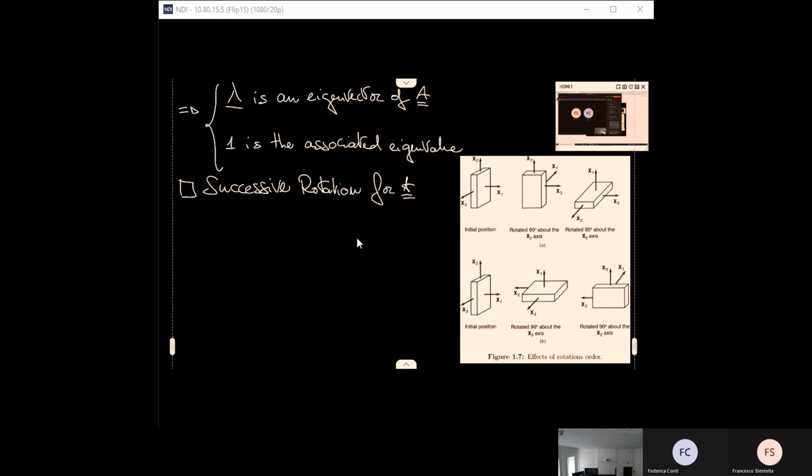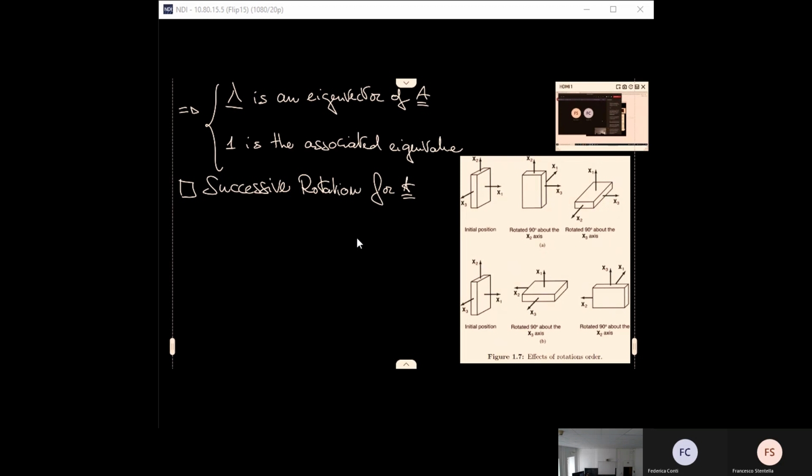Now, in the last row, you first rotate it by 90 degrees about x3, and then you rotate it by 90 degrees about x2. So you basically inverse the order of the rotation. You see that the final configuration is not quite the same. This is a very intuitive proof of the fact that the order of the rotation does matter, and the rotation operation is not commutative. If you rotate something according to a certain sequence of rotations, the sequence does matter, and the rotation operation is not a commutative one.